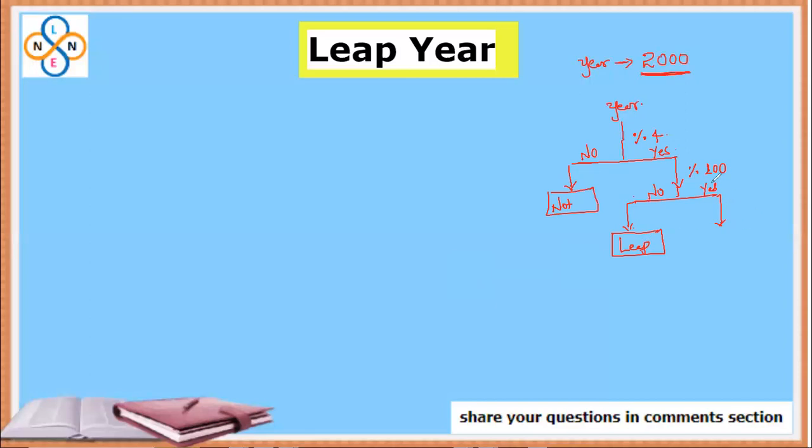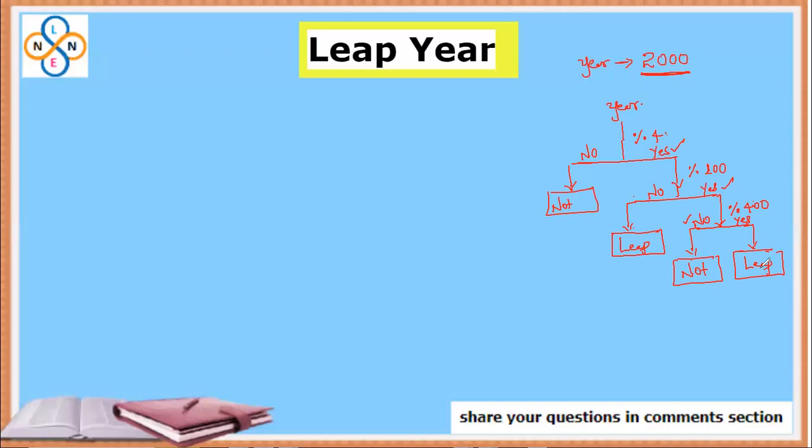Then, for 100 yes, there are two more possibilities, by checking with 400 as well. Again, one may be no and another may be yes. Since this is our last condition, even for yes we can conclude, and even for no we can conclude. If it is no, what's the meaning of this no? 4 is yes, 100 is yes, 400 is no. Then the conclusion is it's not a leap year. The next possibility: 4 yes, 100 yes, 400 also yes. Then we can conclude that it's a leap year.